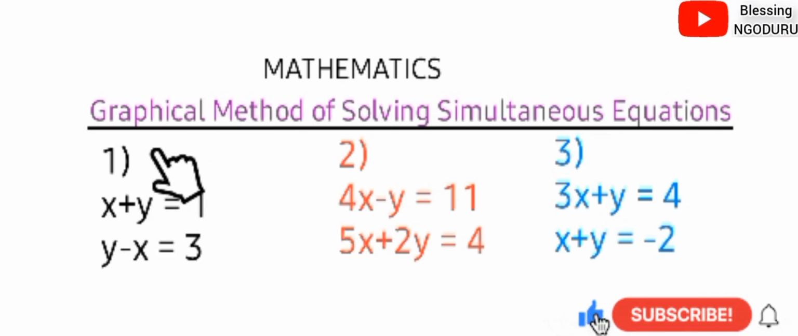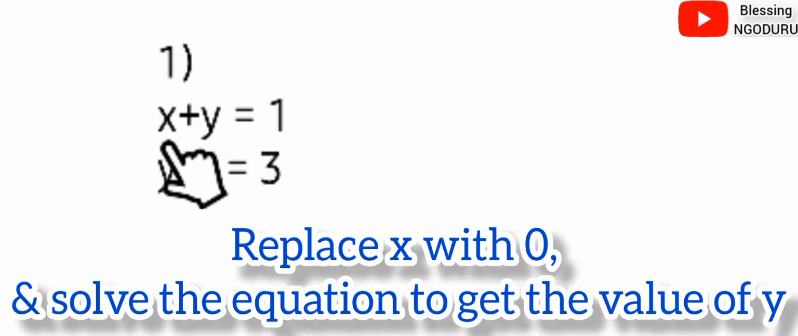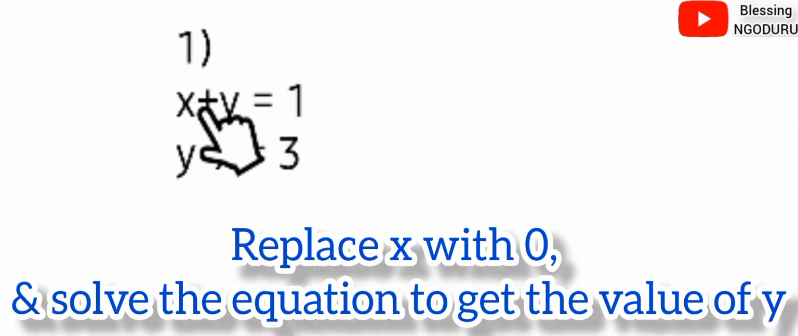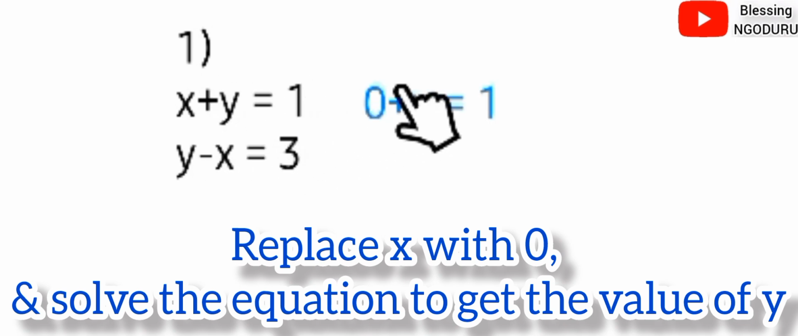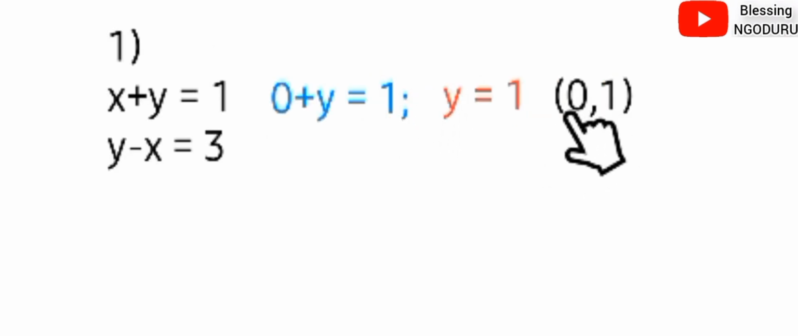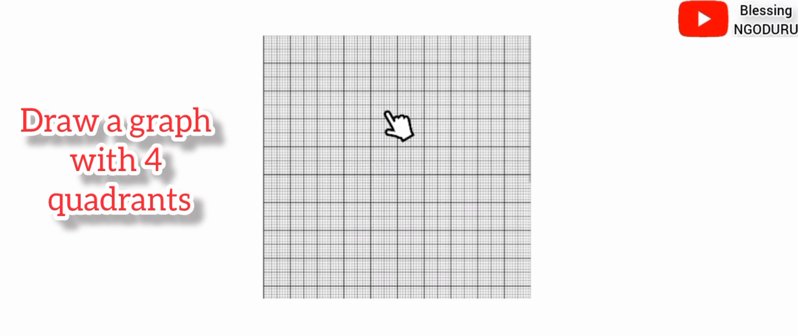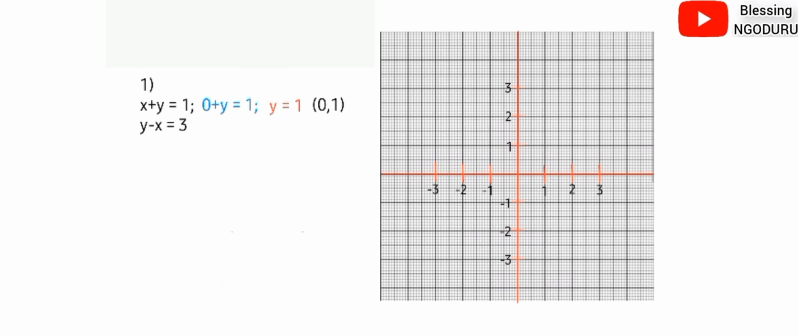Now let's start with the first equation. In the first equation, let x be 0. That is, you replace x with 0 and solve the equation to get the value of y. We have 0 plus y equal 1. Therefore, y is equal to 1 when x is 0. So we now have the first coordinate: x is 0, y is 1. Now we'll draw our graph with 4 quadrants. Quadrant 1, quadrant 2, quadrant 3, and 4. So for the first coordinate where x is 0, of course the horizontal axis is known as the x-axis. Y is 1, that is the vertical part at this point.